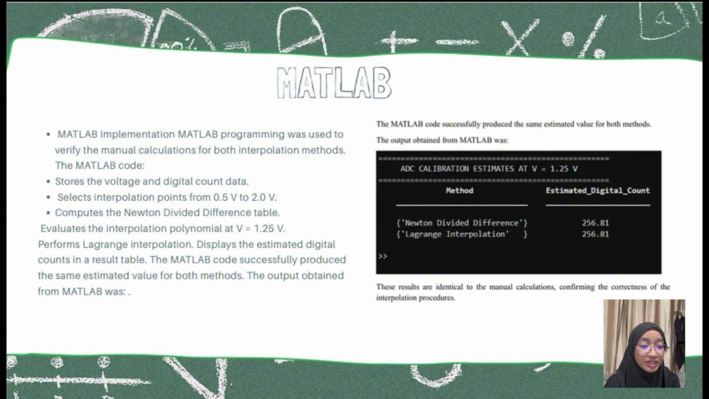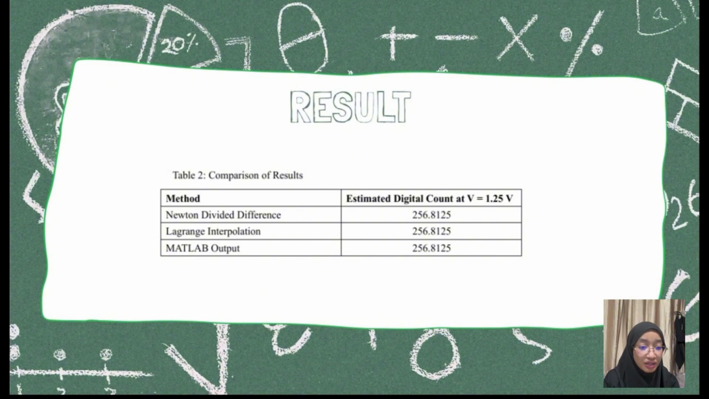So here is the result. The MATLAB successfully produced the same estimated value for both methods. The output obtained from MATLAB was, method Newton divided difference, estimated digital count 256.81, Lagrange interpolation 256.81. So in the comparison of results, the answer is the same for all methods, 256.8125 at voltage 1.25.